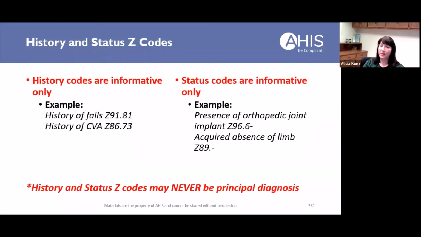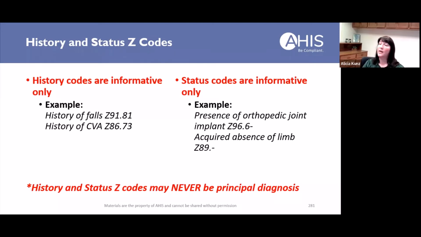We have a couple of different other types of Z codes. We have the aftercare Z codes. Those ones map to a clinical category. Those you can use as a principal diagnosis. But we also have history and status Z codes. So history codes are informative, and that would be like history of falls or history of a CVA. But then you have status codes, and those are informative and sometimes required.